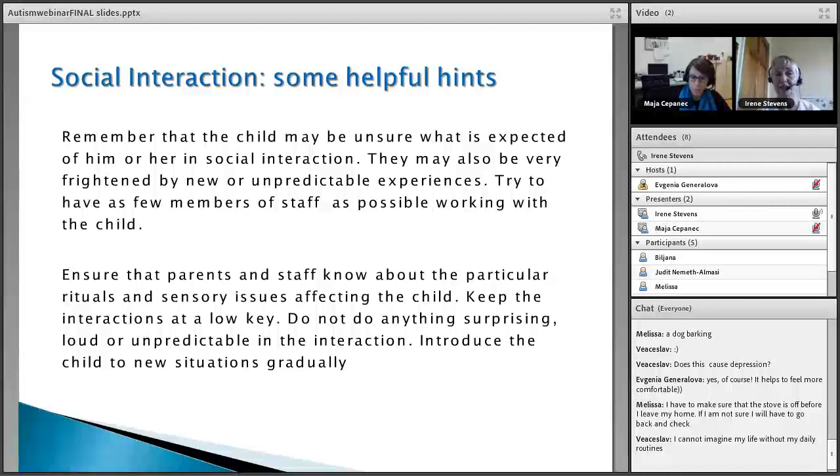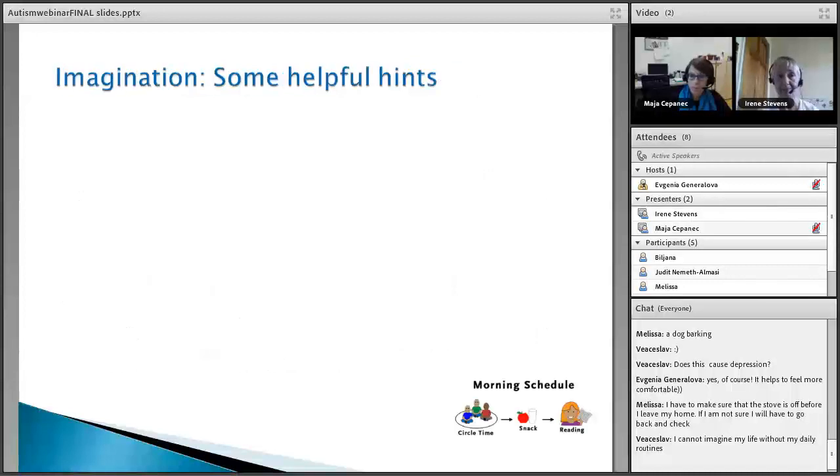Keep the interactions low key. So don't do anything loud, don't do anything surprising. Just stay calm when you're interacting with the child. And if you're introducing the child to new situations, do that gradually.